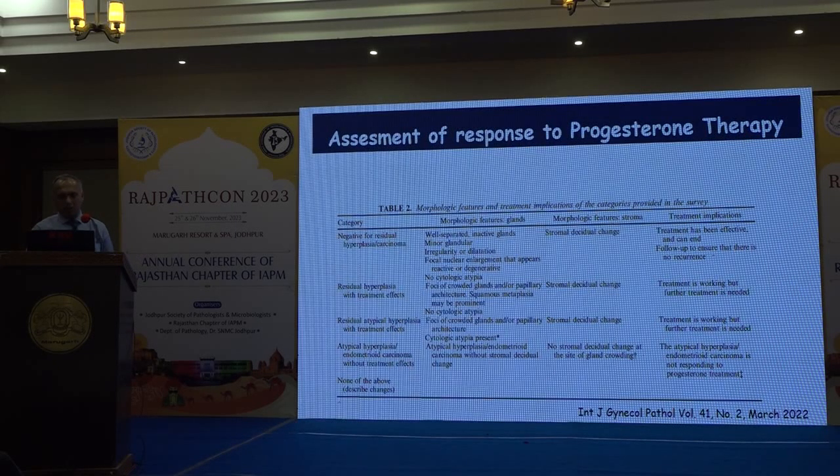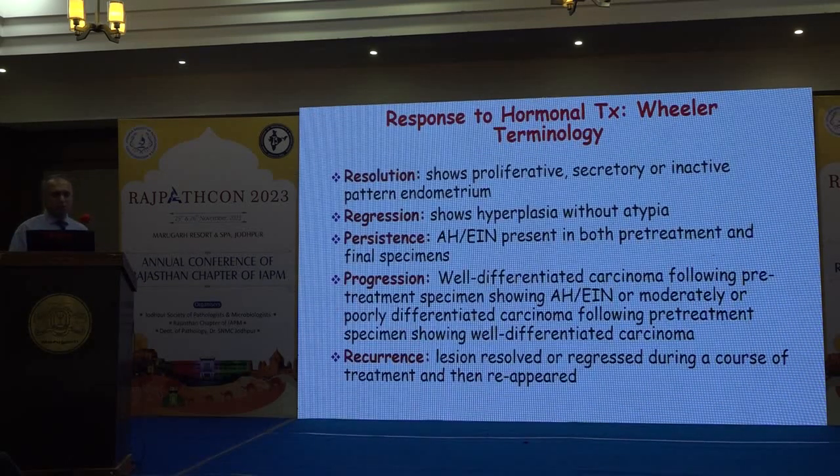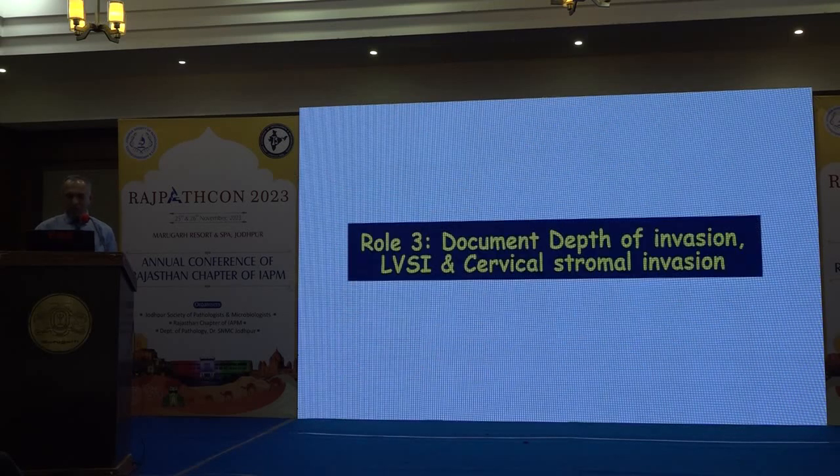There have been some articles which have given guidelines on how you report them, like negative, residual hyperplasia with treatment effects, atypical hyperplasia with treatment effects. More important, I feel, is a classification which clearly defines whether it's a resolution, a regression, a persistence, a progression, or a recurrence. Recurrence means it has initially responded but again recurred. So these are more objective definitions of response which the clinician will understand better, especially when a patient is young.